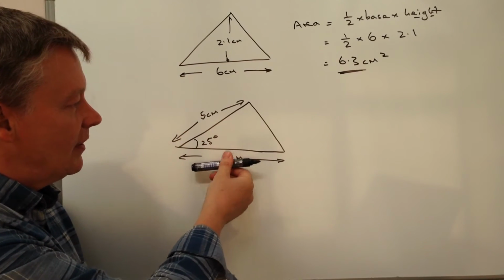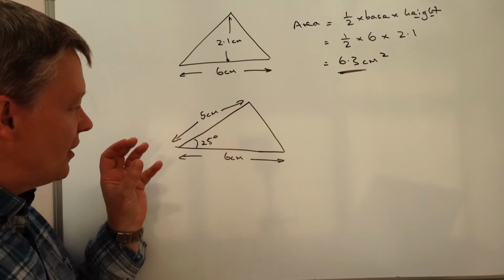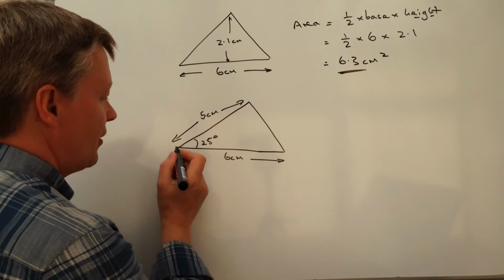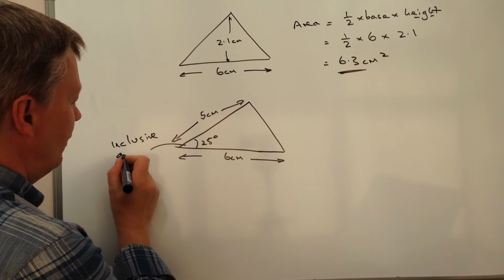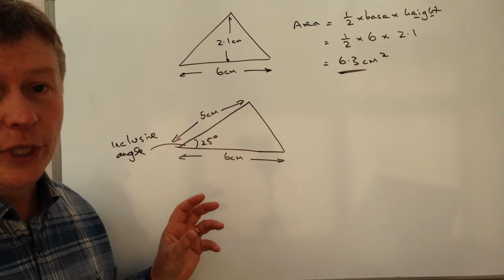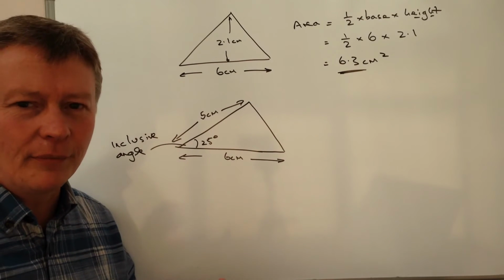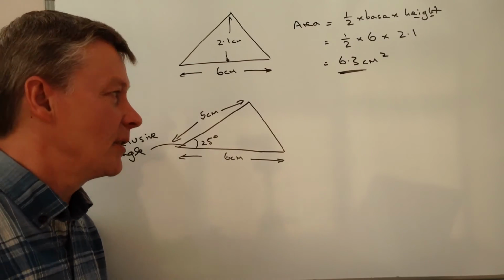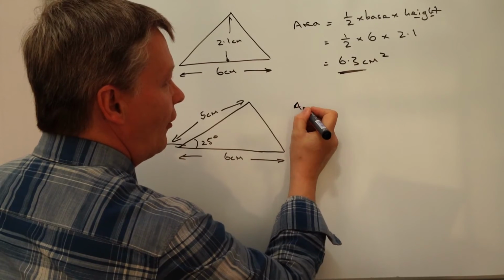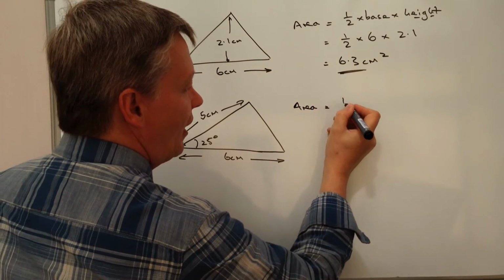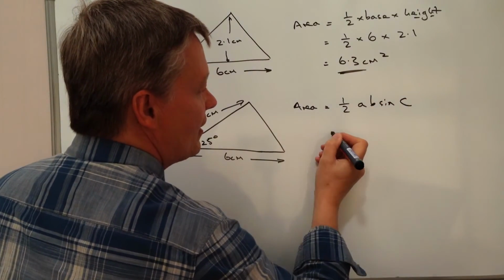So we've got three bits of information. We've got the base, the other side which bounds an angle of 25 degrees. It's called an inclusive angle. So this bit here is the inclusive angle. Okay. Well, the formula that we use for this is one that you need to remember. I'm not entirely sure, I think it might be in some of the exam papers, but certainly it's something that you do need to be aware of and try to remember. And the area of this type of triangle is a half, and it's A B sine C.